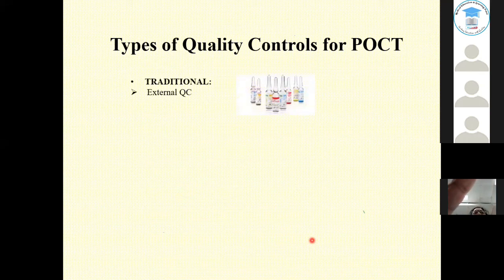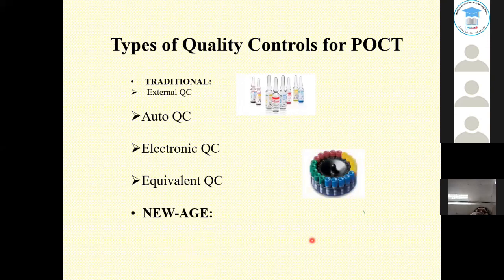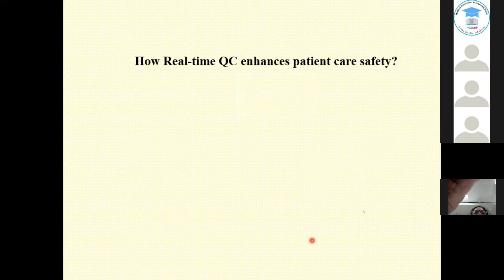So what are the types of controls that are available for POC? One, of course, is the traditional, that is external QC, auto QC, electronic QC, or equivalent QC. But all of these would require interpretation of outliers and initiation of corrective measures. There is also a new age QC, which is available nowadays with certain equipments. That's the real-time QC, where the instrument itself gives you a real-time awareness about how your system is functioning.